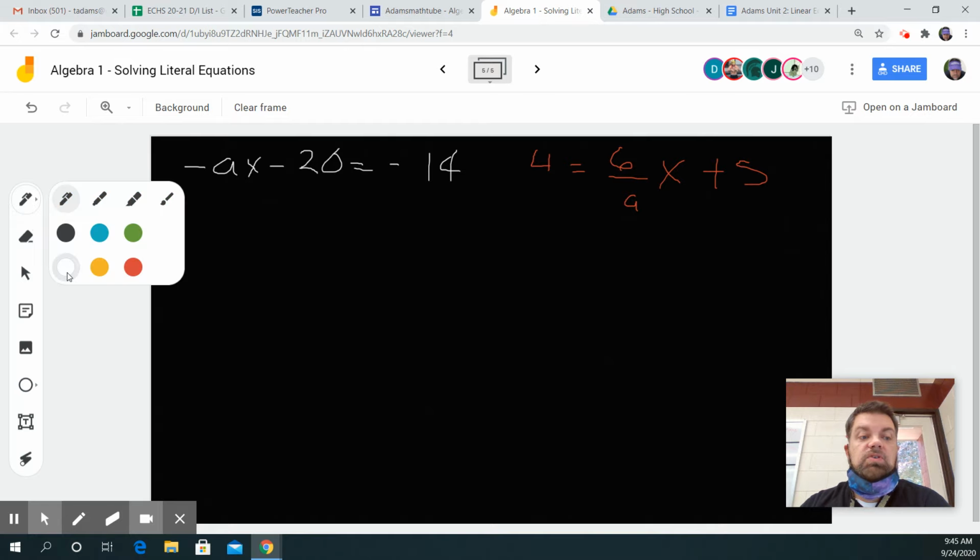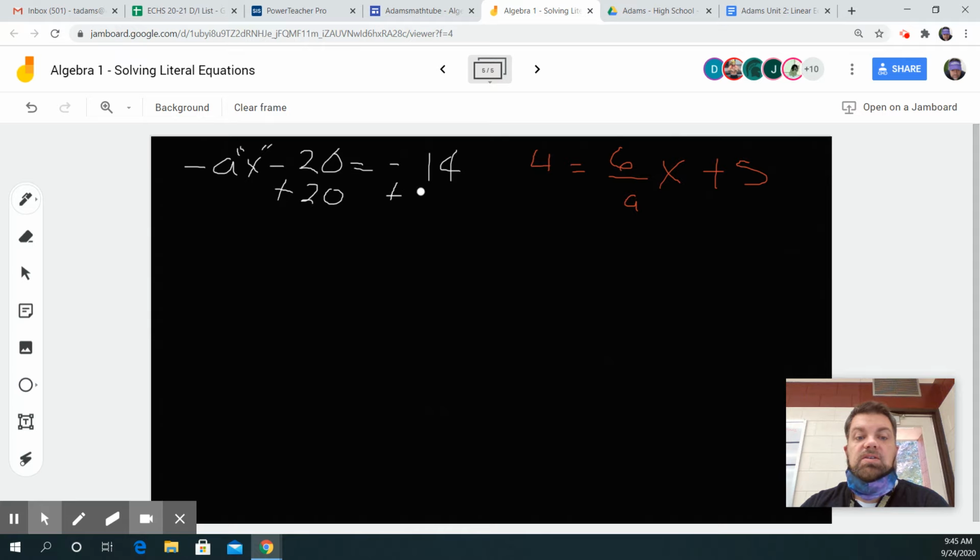Well, I'm going to solve the first one. But in both cases, we want to solve for x, right? So to solve for x, to get x by itself, I've got to move stuff away. So the first thing I'm going to do is add 20 to both sides. These 20s cancel, and I get negative a times x is equal to, think of a number line. If I start at positive 20 and I go, well, this is easier than that. What's 20 minus 14? 6.